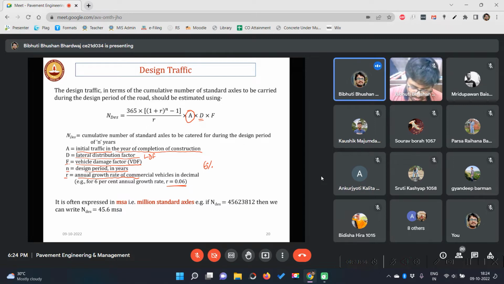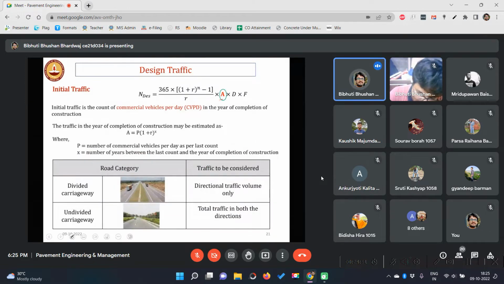Okay, so why this 365? Because A is initial traffic and it is generally given in the unit CVPD, commercial vehicles per day. In the next slide we will see in detail. Suppose after doing all the calculations you get this N design value. Then MSA, million standard axles, as we discussed last time, you can simply divide it by 10 to the power 6, and that N design is 14.6 MSA. Now we'll learn all these parameters one by one.